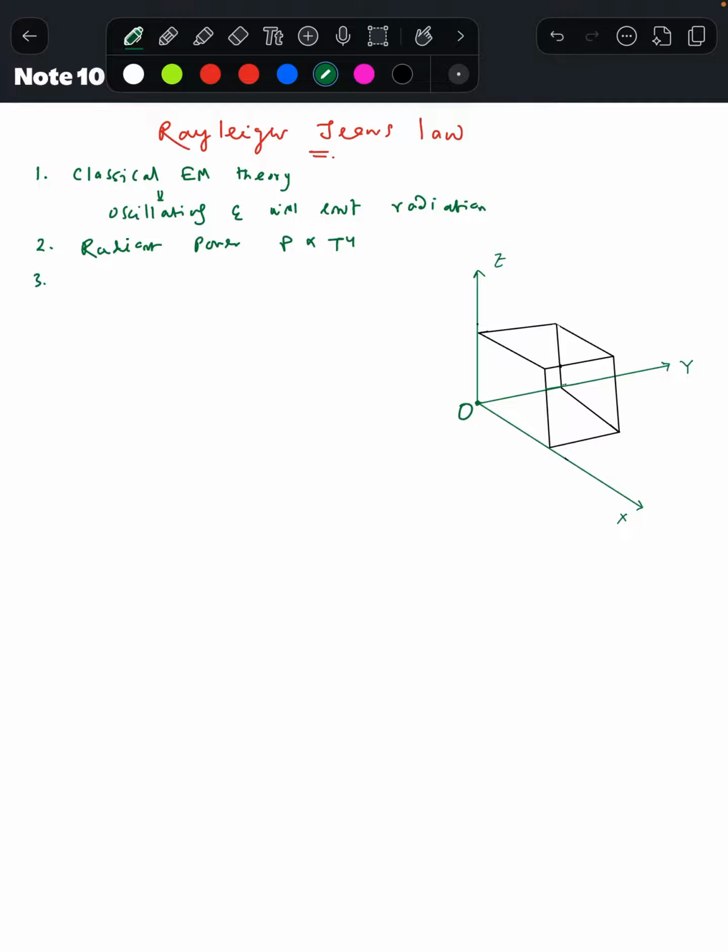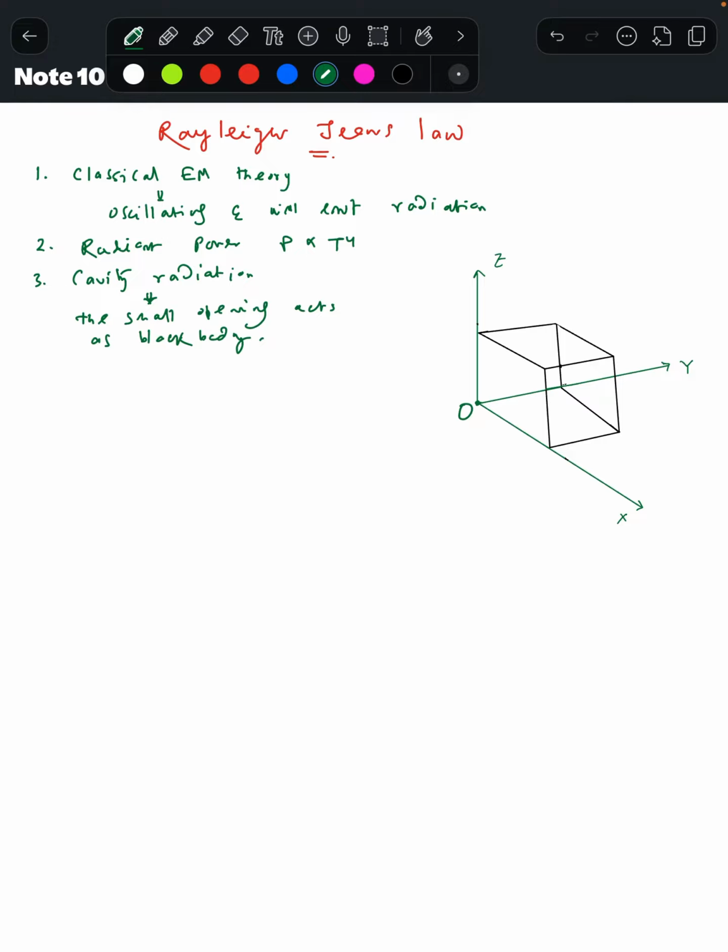And third one, in case of cavity radiation, when we talk about Fery's black body, there the entire cavity does not act as a black body. Only the small opening acts as a black body. This is very significant. So please remember these points.